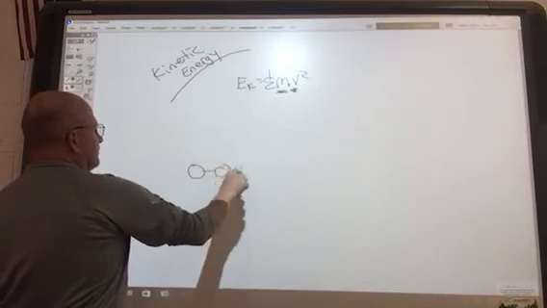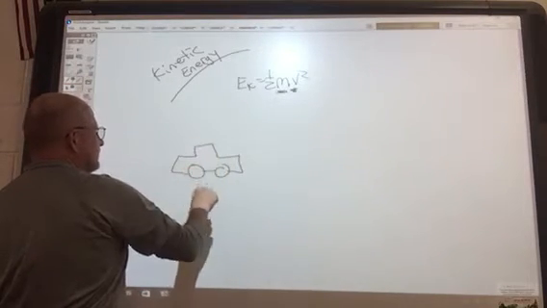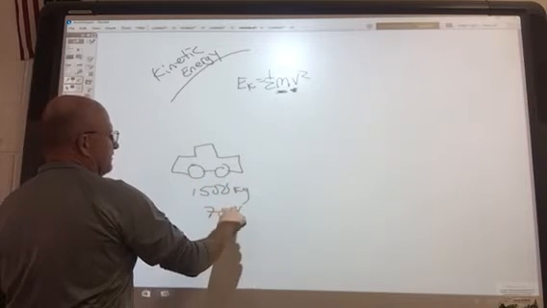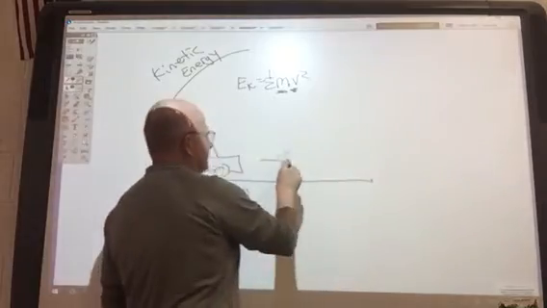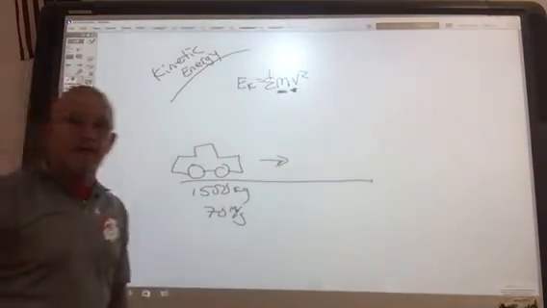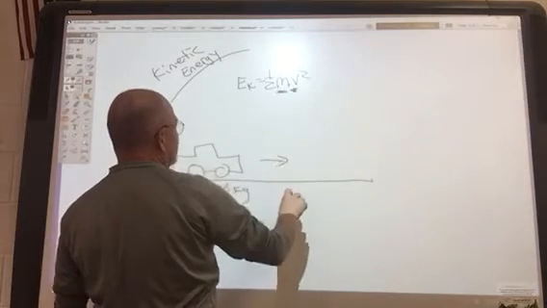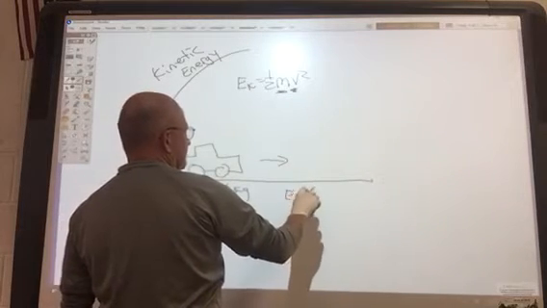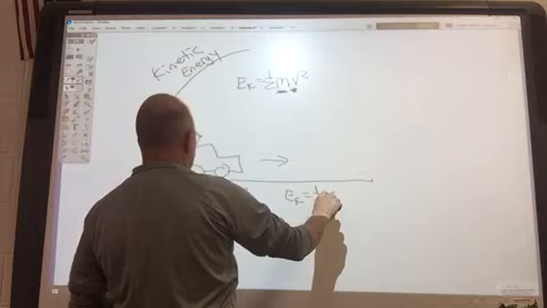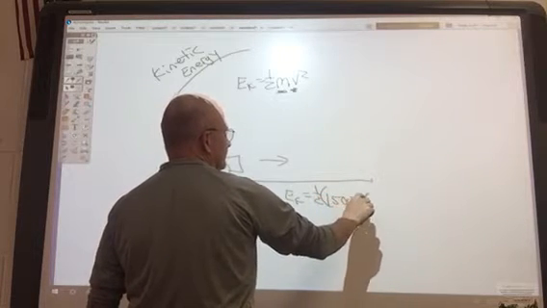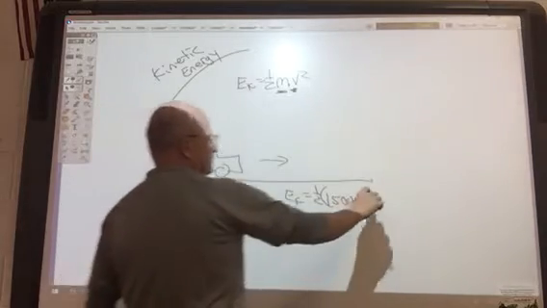Let's have a little problem here. A car, 1,500 kilograms, traveling at 70 meters per second. You have this car, it's moving in whatever direction, doesn't really matter. So I just plug my numbers in. EK equals 1/2 the mass, which is 1,500 kilograms, times 70 meters per second squared.